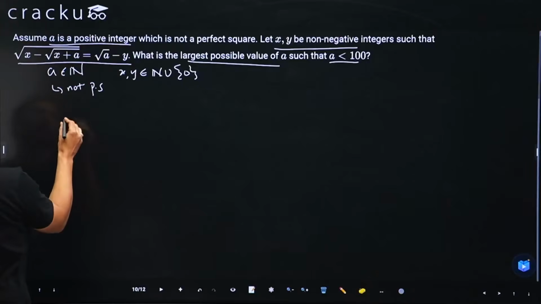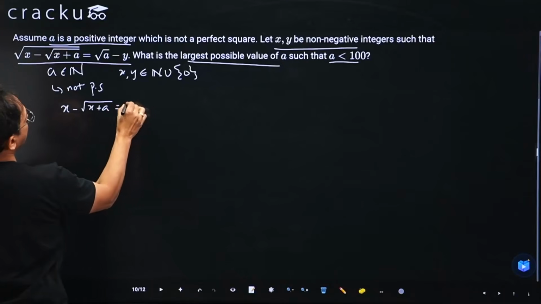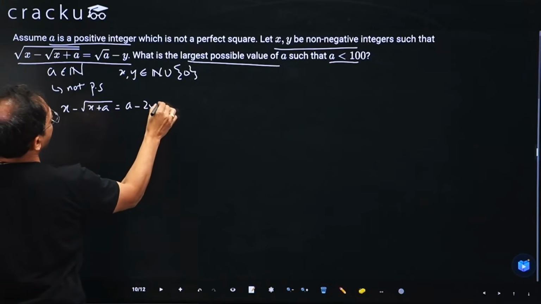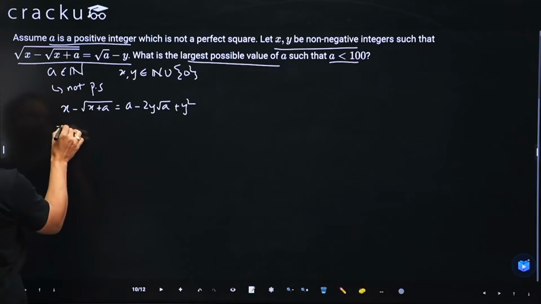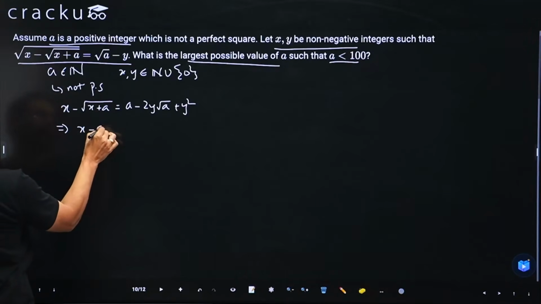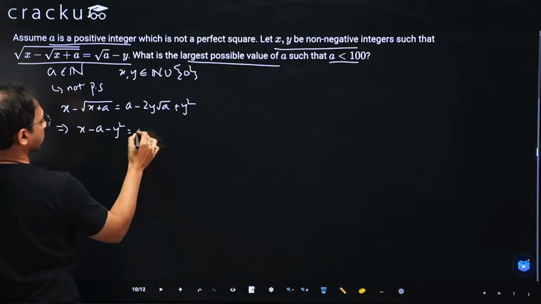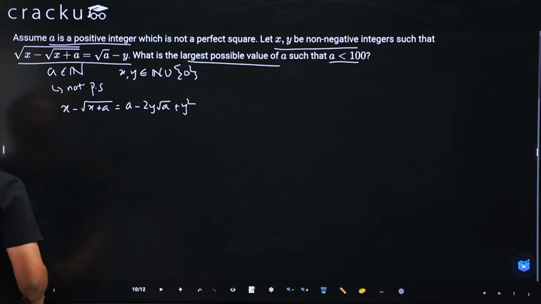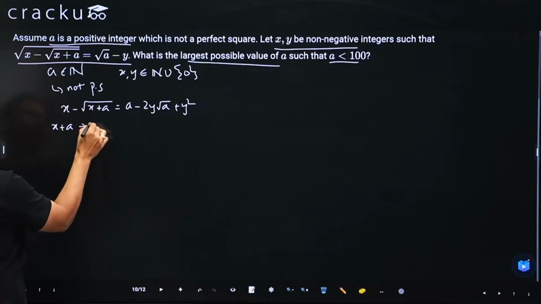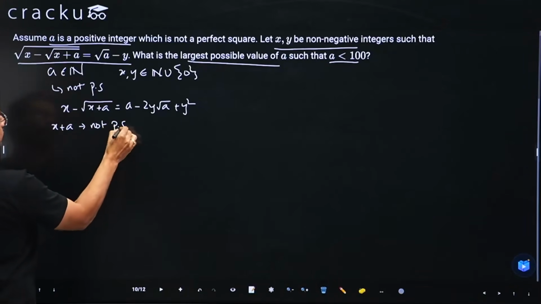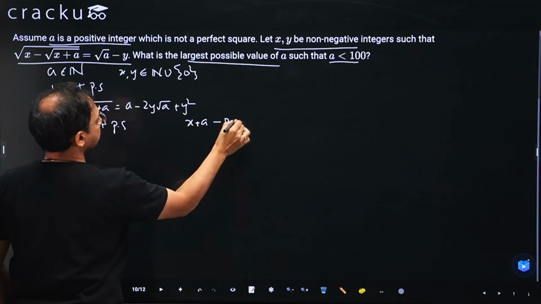So let us square this. x minus root of x plus A is equal to A minus 2y root A plus y square. So if I rearrange this, I get x minus A minus y square is equal to, so we'll take two cases here. x plus A is not a perfect square and x plus A is a perfect square.